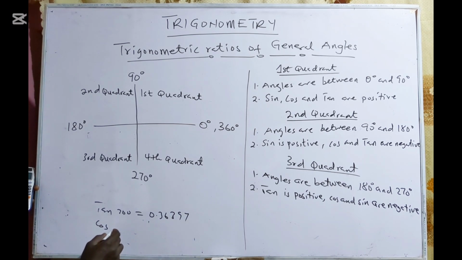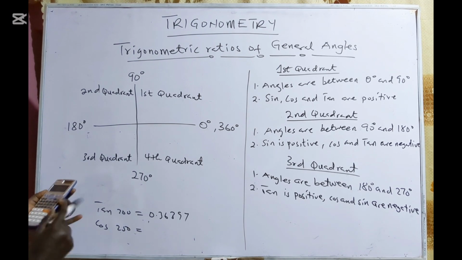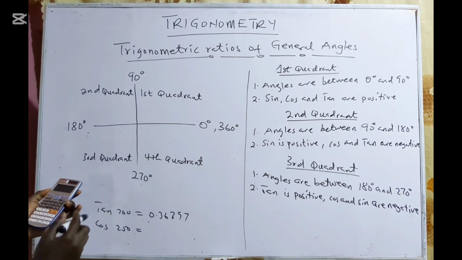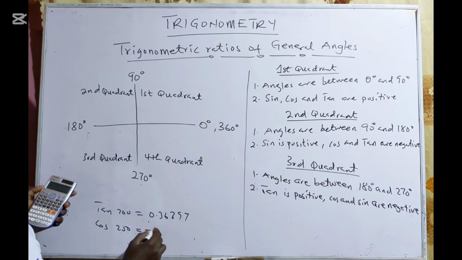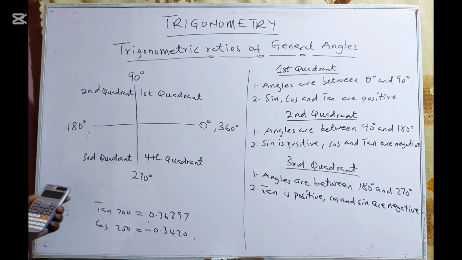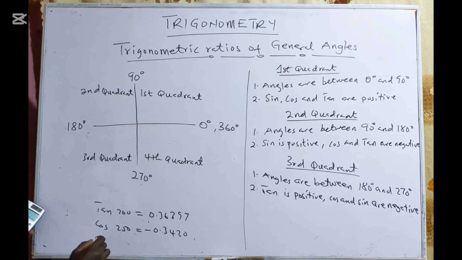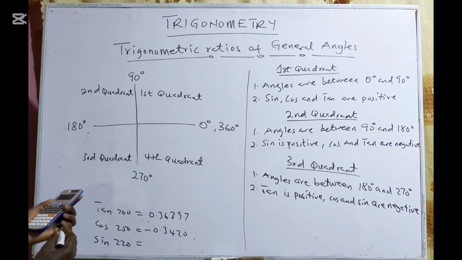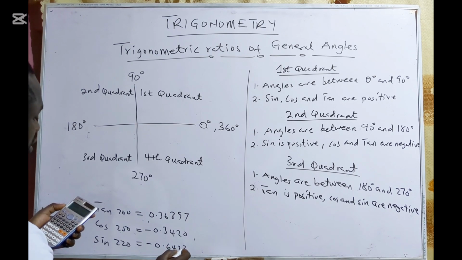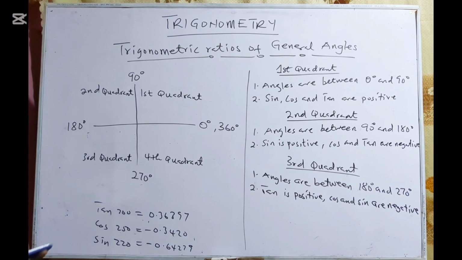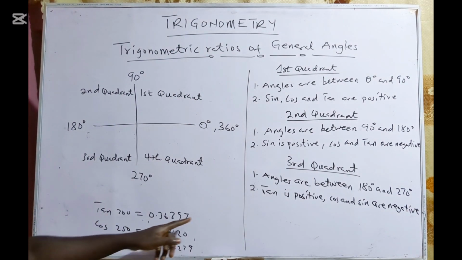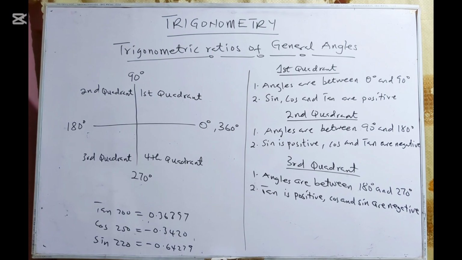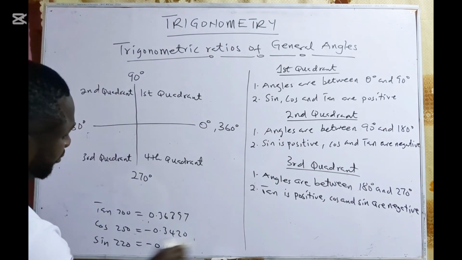Let me talk about cos. Let's say 250 and see. Cos 250 is negative 0.342. It is telling that because it is in the third quadrant, sine whatever angle can I even take? Sine 220. Let's see. Negative 0.64279. Alright. So you realize that if the angles are between 180 and 270, only tan is getting me positive. The rest are giving me what? A negative value. Alright. So that happens.